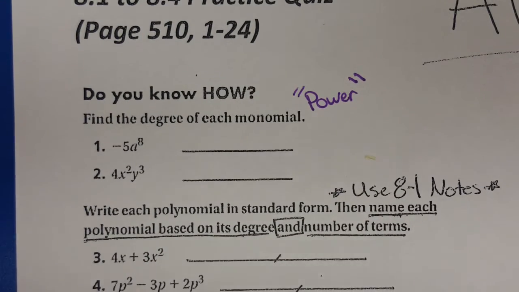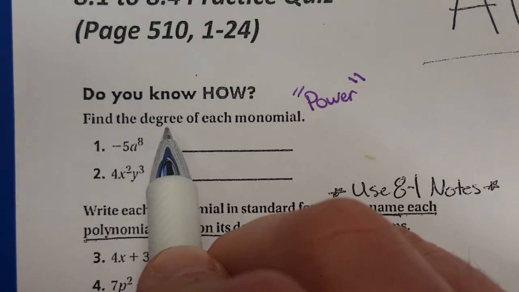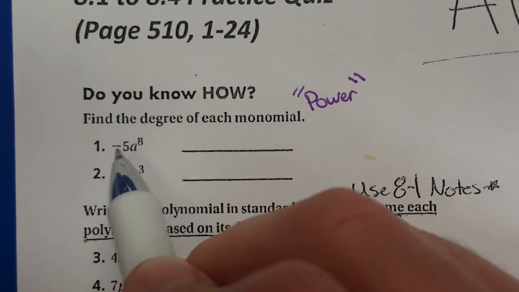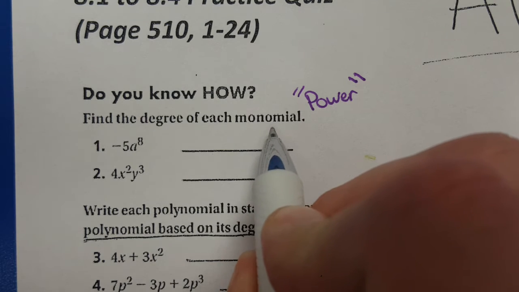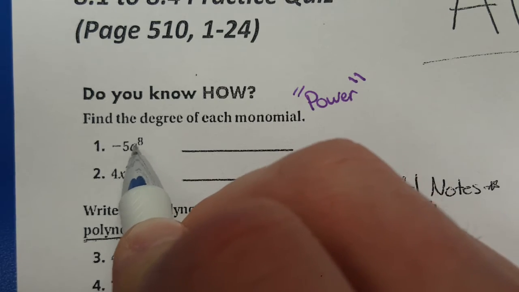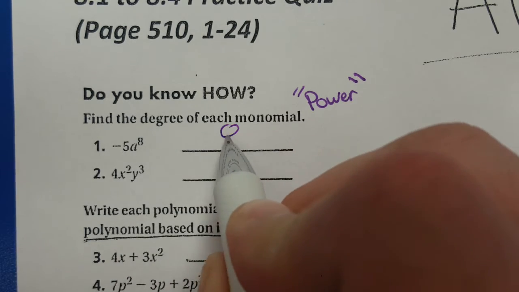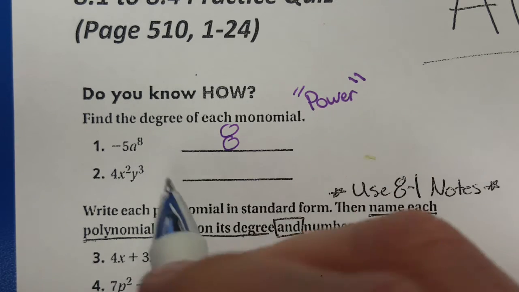Number 1 and 2, it says find the degree of each monomial. Okay, so remember the degree is how we measure how powerful monomials can be. So basically ask yourself this question: how many variables does it have? Negative 5a to the 8 has 8 a's all multiplied in a row. So we say it's got a power level of 8. That's the degree. Remember, the degree is the power level.